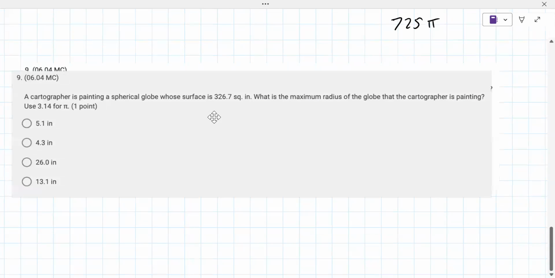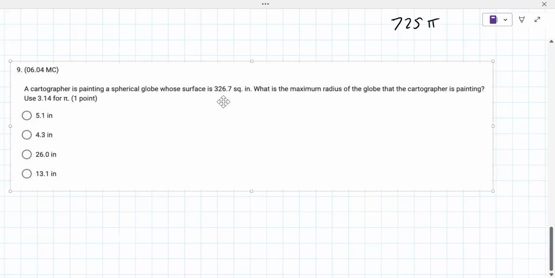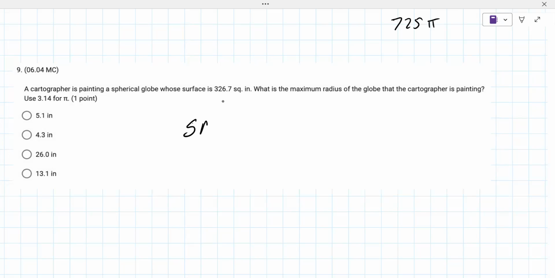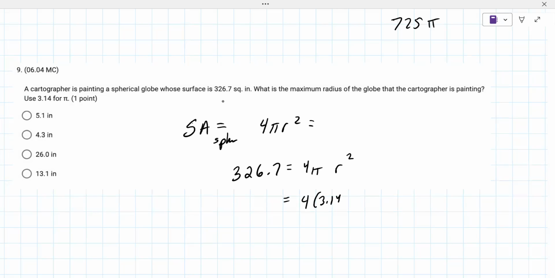A cartographer is painting a spherical globe whose surface area is 326.7 square inches. What is the maximum radius of the globe that the cartographer is painting? You need to know the surface area formula for a sphere, which is 4 pi r squared. So 326.7 equals 4 pi r squared. They say to use 3.14 for pi.